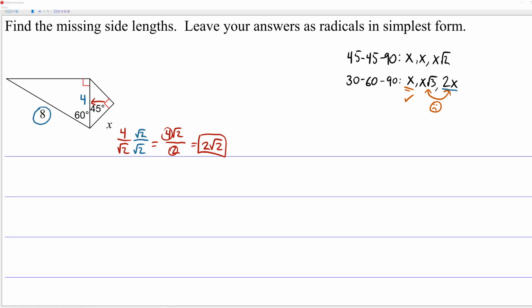Anyway, hope this video helped. I did want a little bit more practice with special right triangles because they're pretty important.